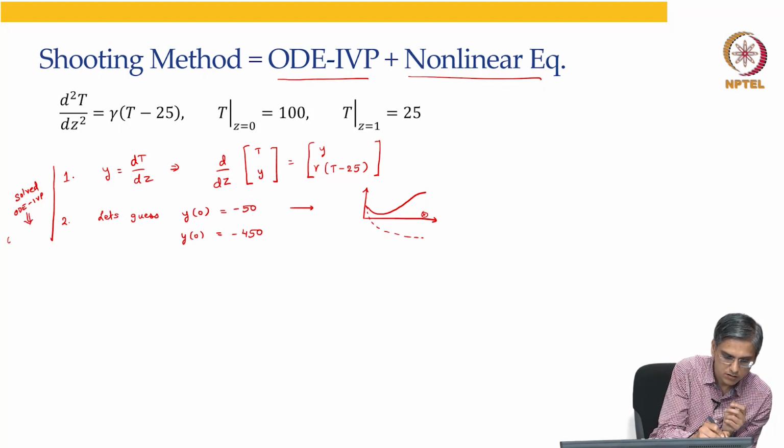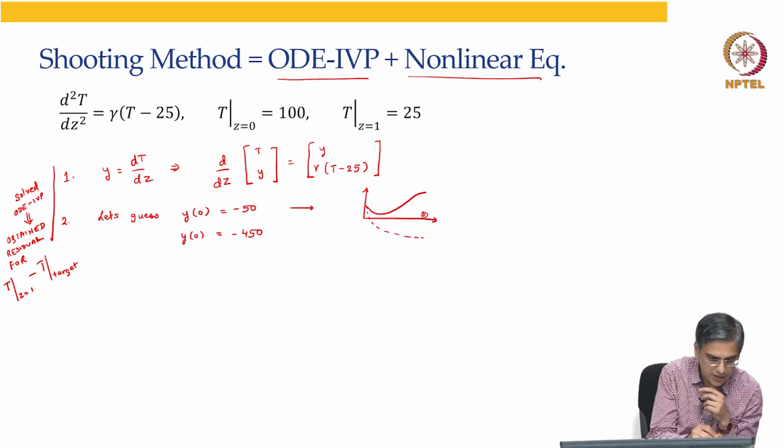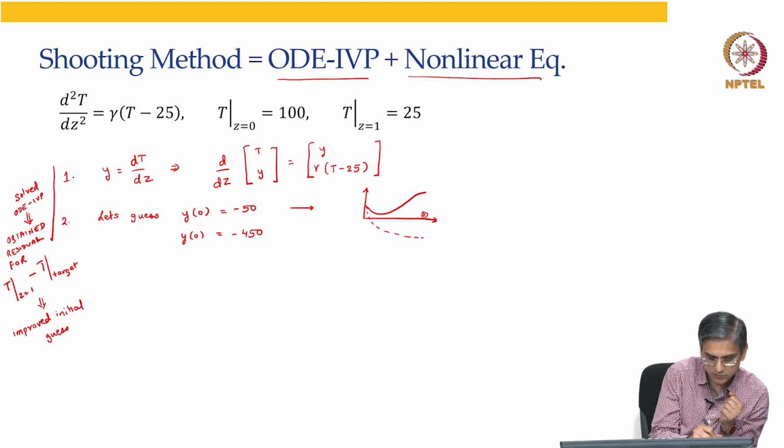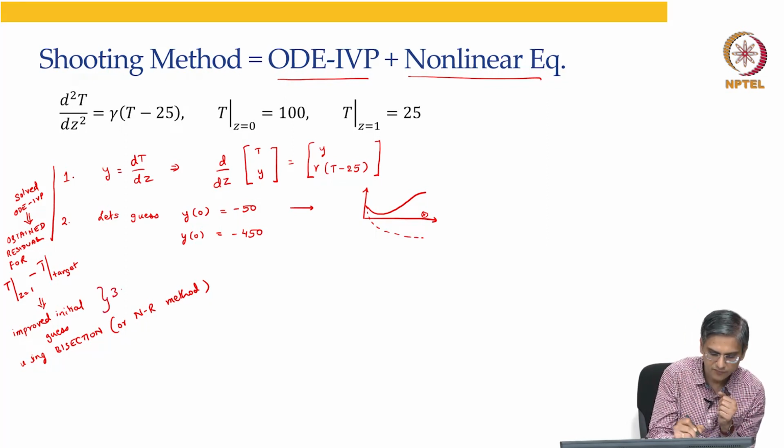Okay, we obtained the residual. T target was 25, okay, and we improved the initial guesses using bisection, or we can use Newton-Raphson also. Okay. So, this was the third point.